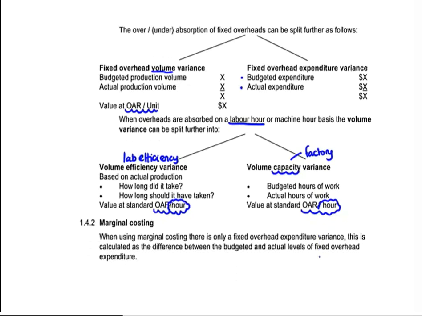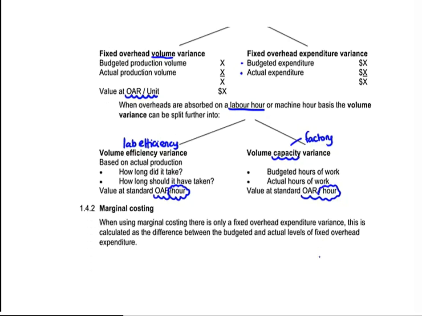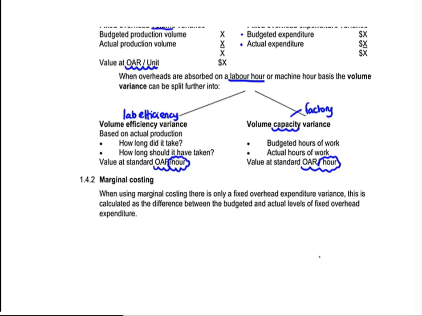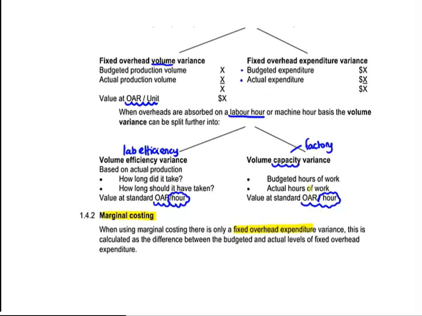Then we have marginal costing, fortunately much simpler than absorption costing, because under marginal costing we only have an expenditure variance for fixed overheads, because remember, under marginal costing all of our fixed overheads are treated as period costs. The fixed overhead expenditure variance for marginal costing is calculated in exactly the same way as it is for absorption costing. So once you've sorted out absorption costing, marginal costing is also sorted.